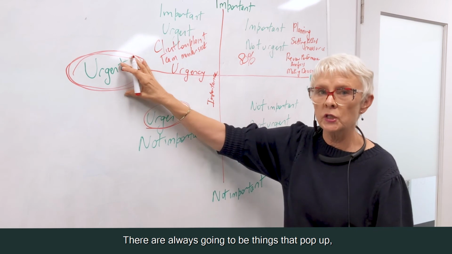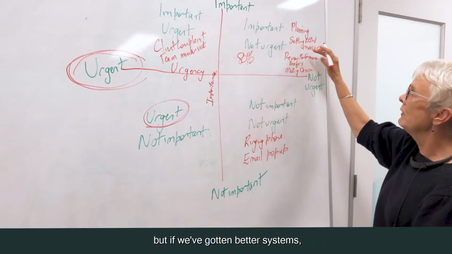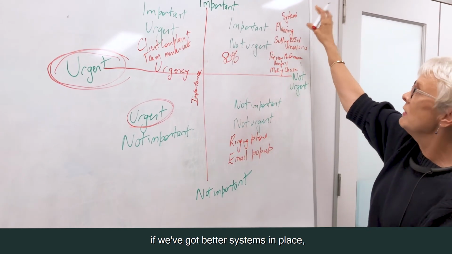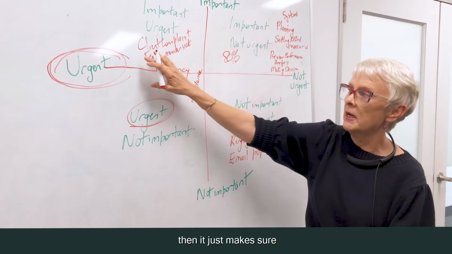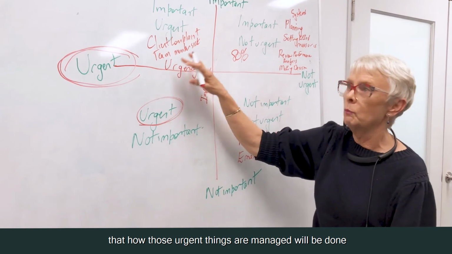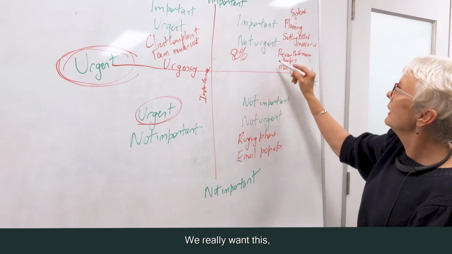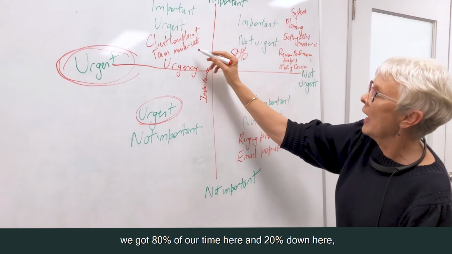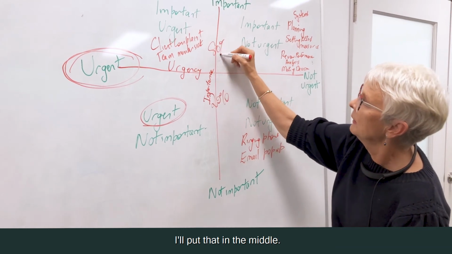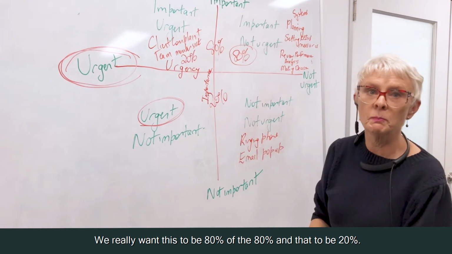There are always going to be things that pop up that we need to deal with, but if we've got better systems, which I missed out here, if we've got better systems in place, then it makes sure that how those urgent things are managed will be done in a far more effective way. We really want this. We've got 80% of our time here and 20% down here. I'll put that in the middle. We really want this to be 80% of the 80% and that to be 20%.